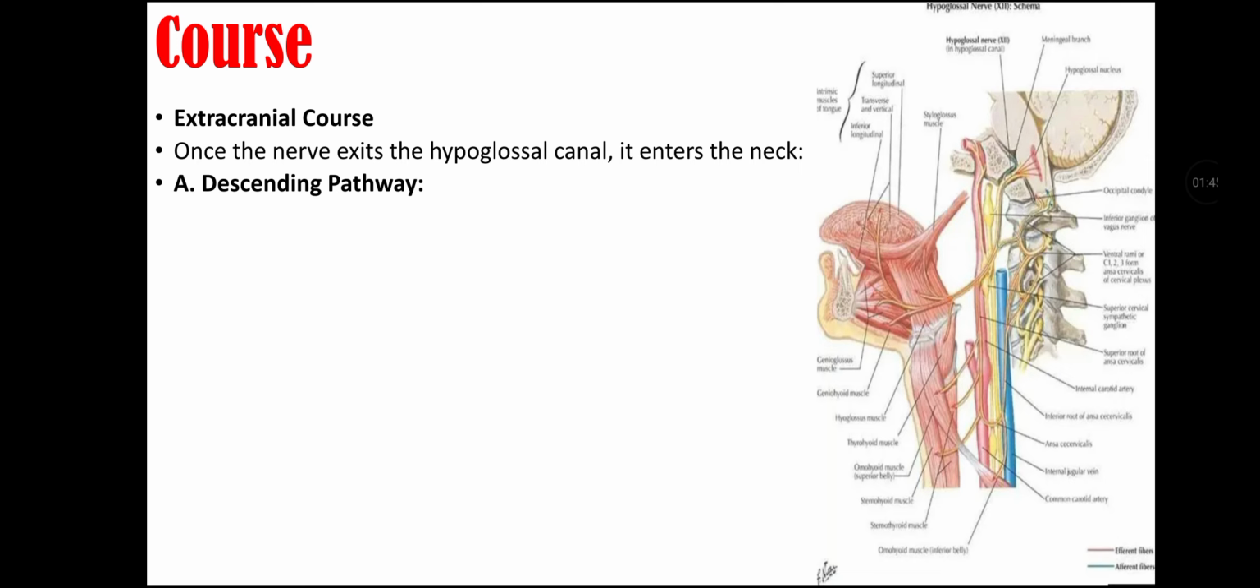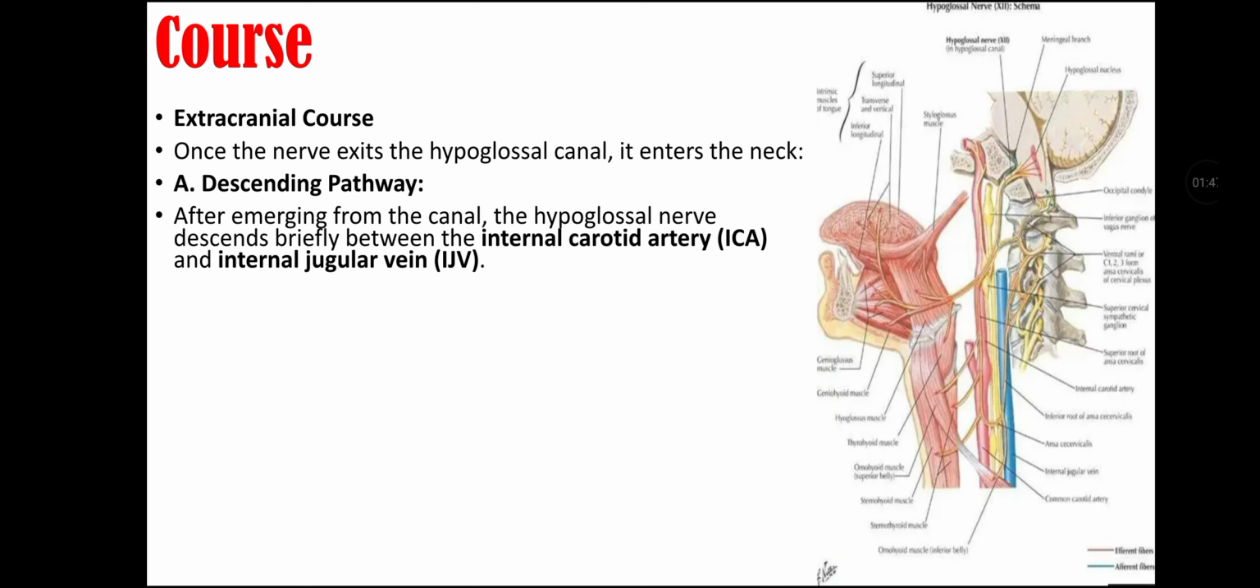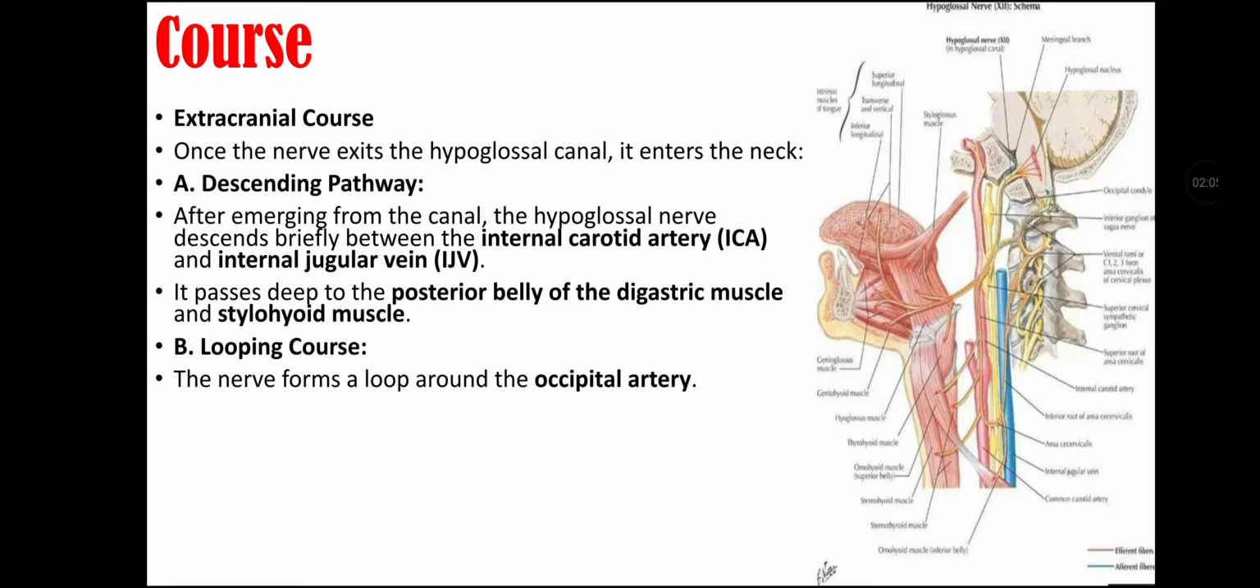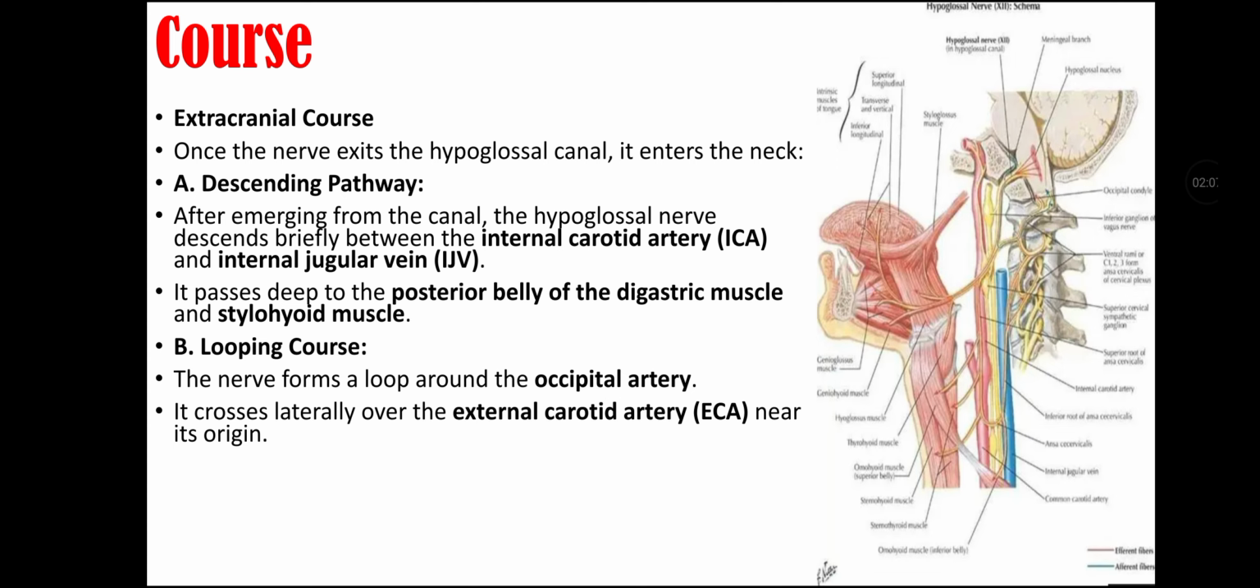Then there is the descending pathway of the hypoglossal nerve. After emerging from the canal, the hypoglossal nerve descends briefly between the internal carotid artery and internal jugular vein. It passes deep to the posterior belly of digastric muscle and stylohyoid muscle. Then there is the looping course of the hypoglossal nerve, when the nerve forms a loop around the occipital artery. It crosses laterally over the external carotid artery near its origin.